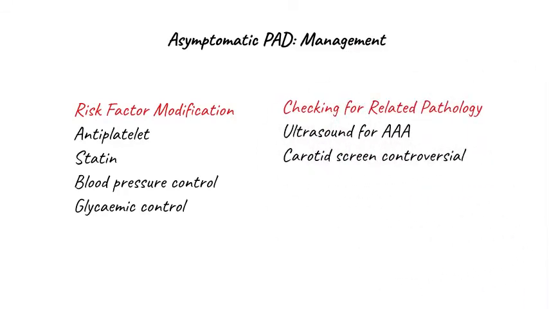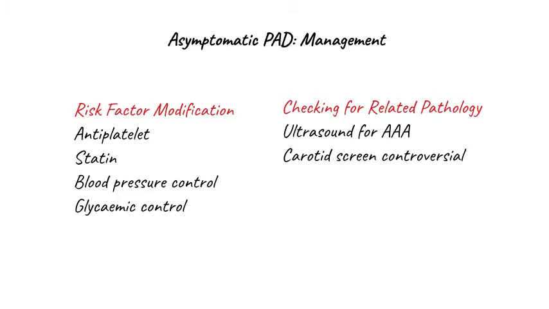Once you've established that your patient has asymptomatic peripheral arterial disease, what are you going to do with them? Well, there's two elements to management. One is risk factor modification, and the other is checking for related pathology. The aim of the risk factor modification is to try and reduce the risk of an acute cardiovascular event or cardiovascular death. So they should all be prescribed an antiplatelet and a statin. If they have high blood pressure, it needs to be controlled. If they're diabetic, they need good glycemic control.